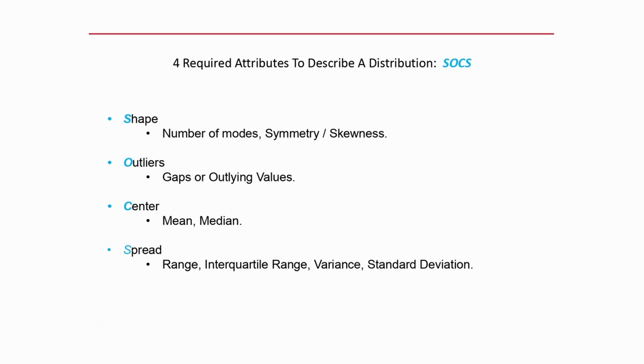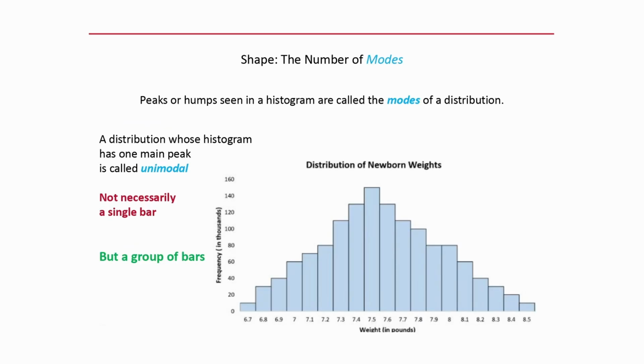To accurately paint the big picture of an entire distribution, there are 4 attributes that you need to describe. There's a short acronym that your book uses called SOCS, S-O-C-S, to help you remember these 4 attributes. They are shape, outliers, center, and spread. So we'll walk through what each one of these attributes are, how we measure them, how we describe them, and why they're important. The first attribute in SOCS is shape. And the first thing that we want to talk about when it comes to shape is the number of modes.